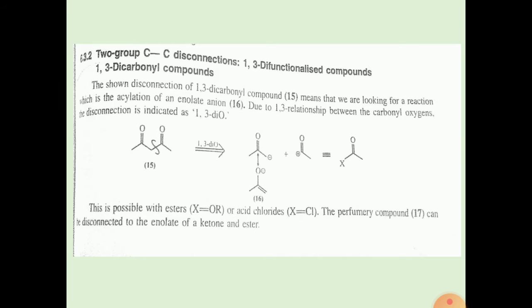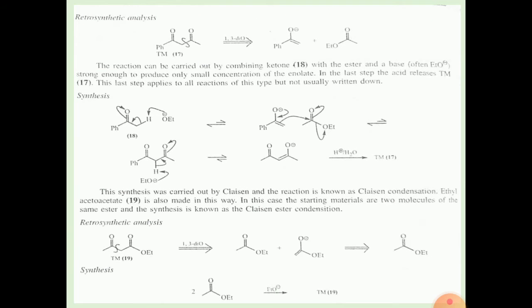This is possible when esters or acid chlorides are used; the dicarbonyl compound can be disconnected to the enolate of a ketone and an ester. Firstly, the retrosynthetic analysis: the 1,3 disconnection of the carbon-carbon bond gives the enolate of the ketone and the ester molecule. The reaction can be carried out by combining the ketone with the ester and a base, often EtO-, which is strong enough to produce only a small concentration of enolate. The last step is acid release of the target molecule. This last step applies to all reactions of this type but is not usually written down.